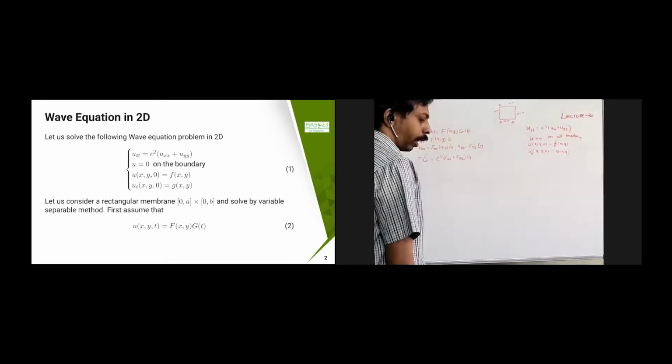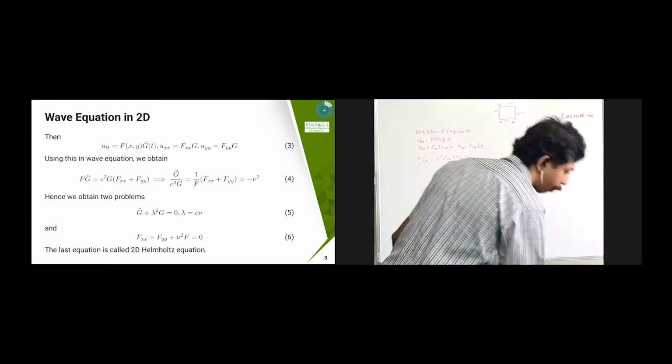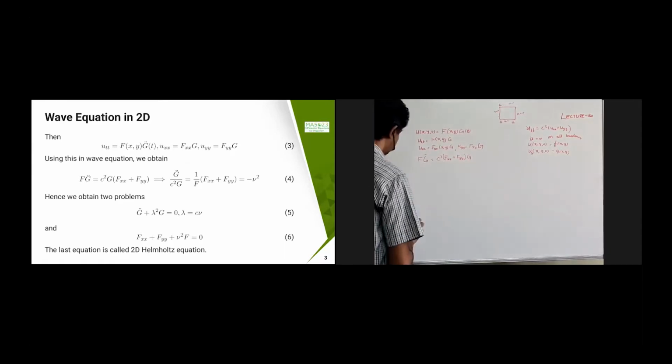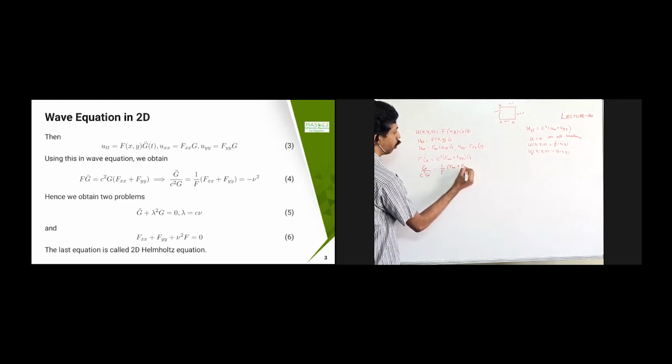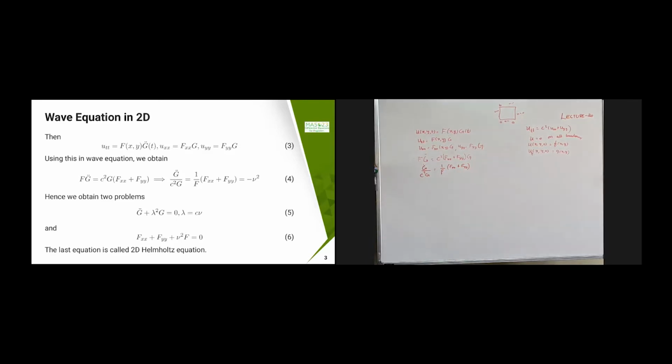So therefore, what you are going to get, once again, you can just use the variables of separation. You are going to get g double dot divided by c square g equal to 1 by f into fxx plus fyy is going to come. Again, I'm going to use the same logic, put those variables, etc. It is going to come.